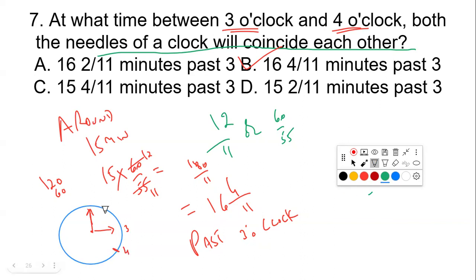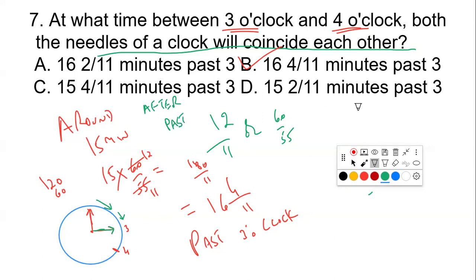So that means the minute hand will be moving in the clockwise direction, and it will reach 3 first and then later 4. Between 3 and 4, precisely when is the coincidence going to happen? What is coincidence? One over the other. And you already told what is this past? At what time between 3 o'clock and 4 o'clock both the needles of a clock will coincide with each other. If the coincidence is happening after 3, we use the word past.